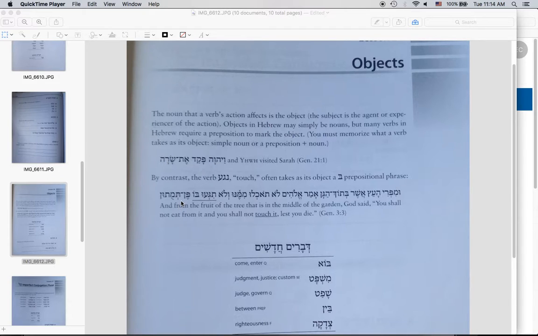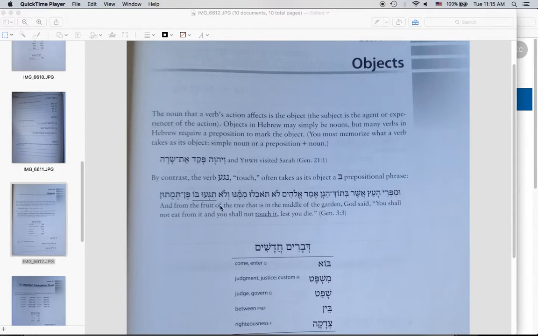Let's take a look at another example where the verb requires a prepositional phrase. So the verb nagah, to touch, often takes as its object a prepositional phrase. Not always, but often it does. So nagah means to touch, and as we'll see in English, we would not put in a prepositional phrase as an object of the verb to touch. But in Hebrew, the verb to touch, nagah, does need a prepositional phrase most of the time. So let's take a look.